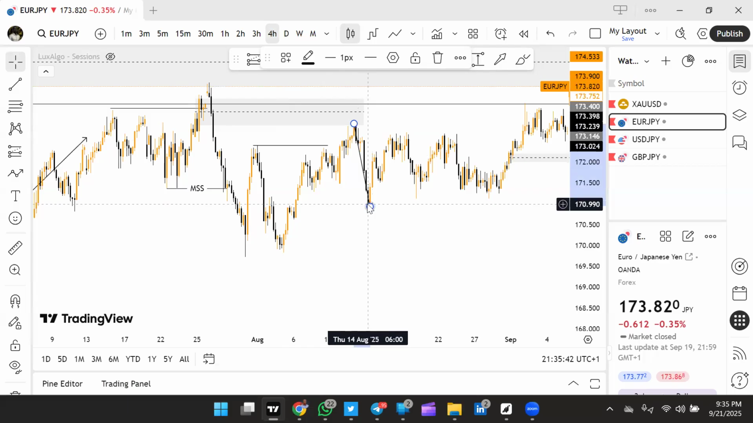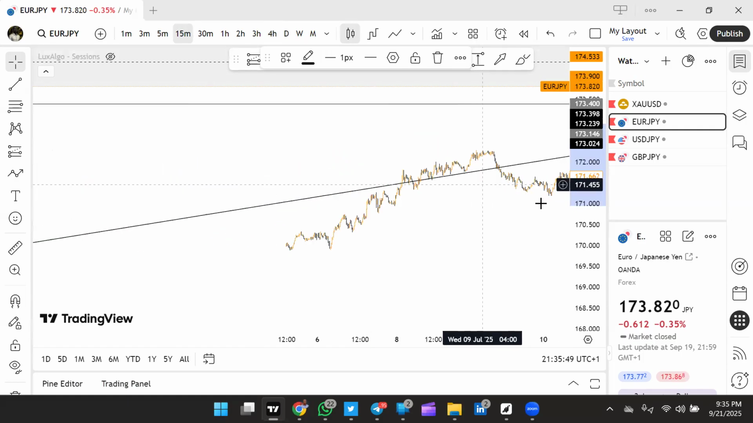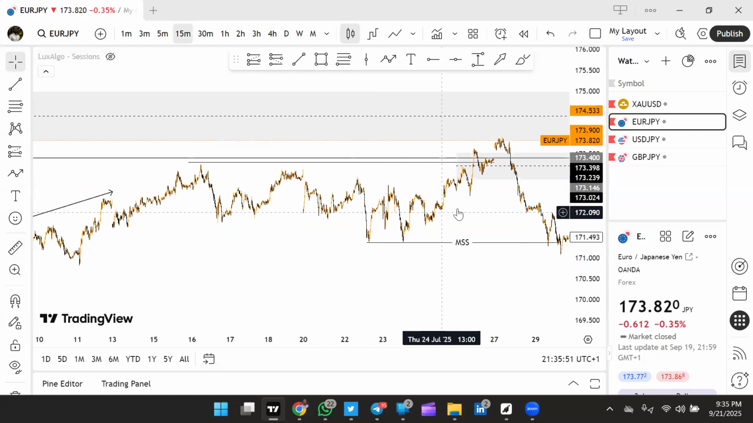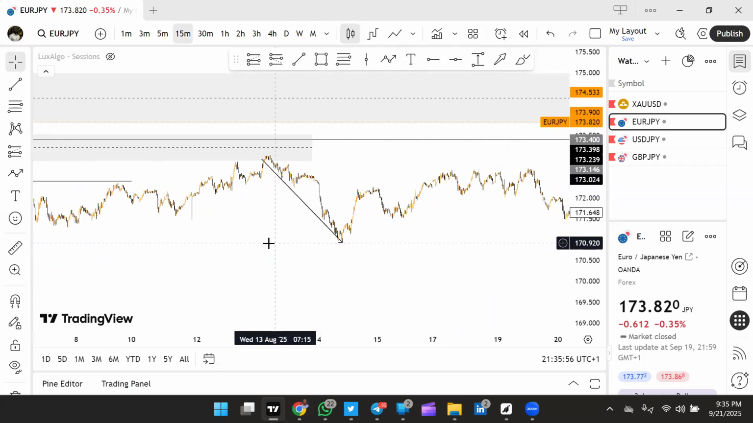On a lower time frame of 15 minutes or 30 minutes, it's going to be a strong pushback, so you can capitalize on that sell. Can you see it? So that's the essence of top-down analysis.